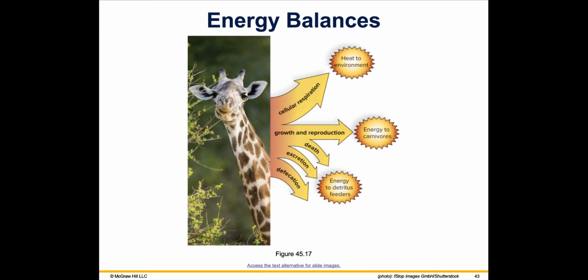So here, something like our giraffe eating this plant, in order to do cellular respiration, we're losing some heat to the environment. In order to grow and reproduce, we're losing energy and could end up with carnivores eating the animal. Death and excretion and defecation, all we're losing some energy. So for every calorie we're taking in, we're not utilizing all of that energy. A lot of it is lost to the environment.